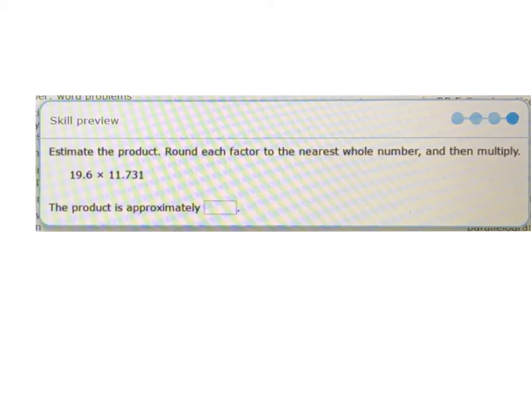And our last example for this video, estimate the product, round each factor to the nearest whole number, then multiply. 19.6 rounds to 20, times 11.7 rounds to 12. 20 times 12. So I think, okay, 2 times 12 is 24. Add the 0. So it's going to be somewhere around 240.